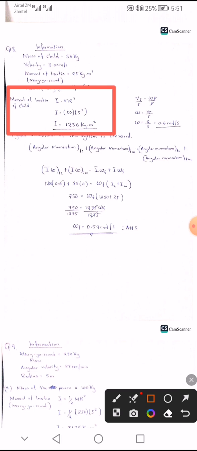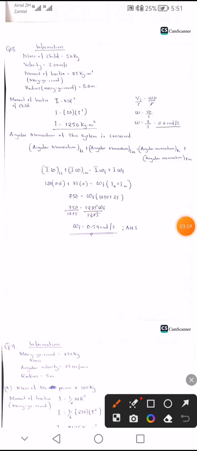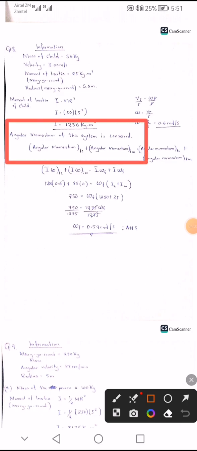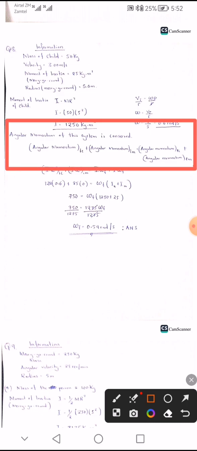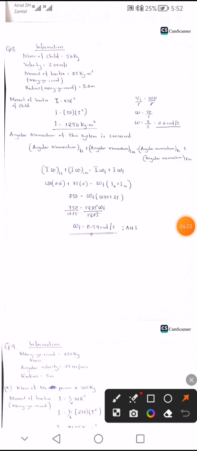Now, if we want to solve for the angular velocity of the merry-go-round, we have to understand something here, and this is where the question is solved. Just as the linear momentum of any collision is conserved, the angular momentum of any situation like this is also conserved. So we can say the initial angular momentum of the child is what I've written here.